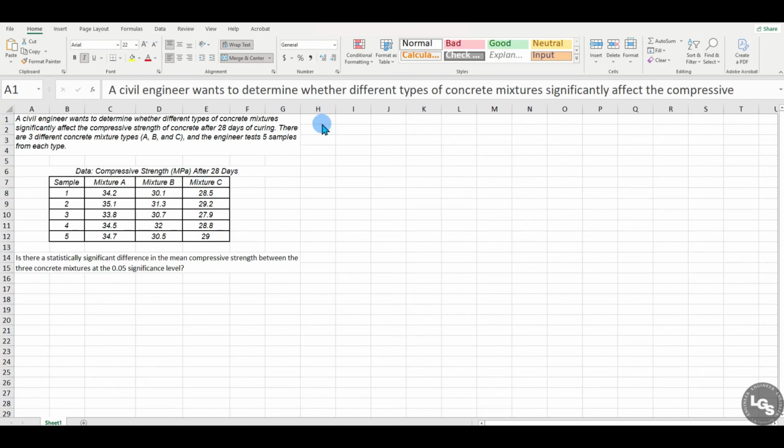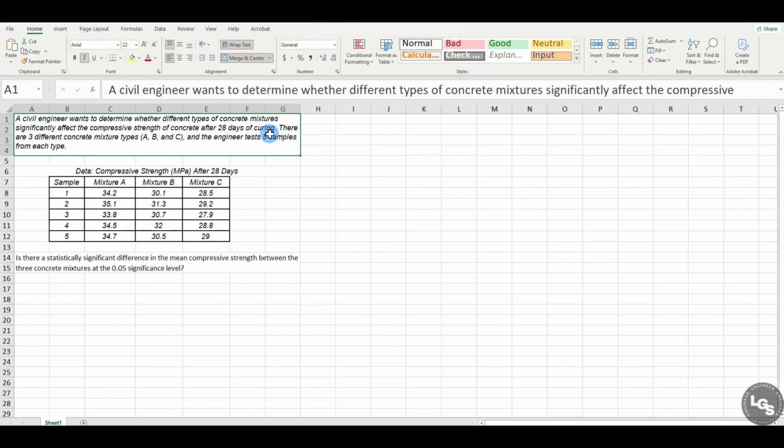This is a tutorial on how to use the one-way ANOVA or ANOVA single factor in Excel. We use ANOVA, or the analysis of variance, if we want to compare the means of 3 or more independent groups to determine if there is significant difference among them. This problem is an example of one-way ANOVA or ANOVA single factor.